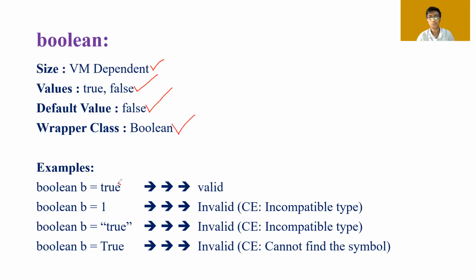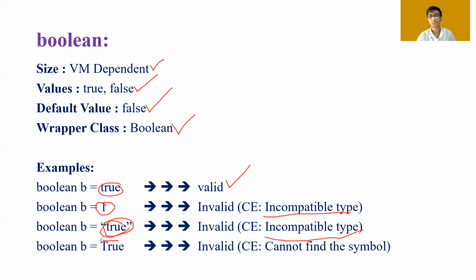See here, boolean b = true; it's a valid value, so it's going to be valid. boolean b = 1; it's not valid. It's not the C language, where 1 and 0 represent boolean values. It's not the case here. In Java, true and false only represent the boolean values. 1 is integer data, you can't hold it inside a boolean variable, so you will get an incompatible types error. Similarly, if you try to hold string data inside the boolean data type, it is also not possible, you will get the same error.